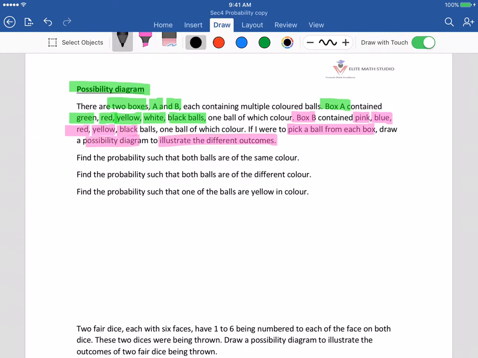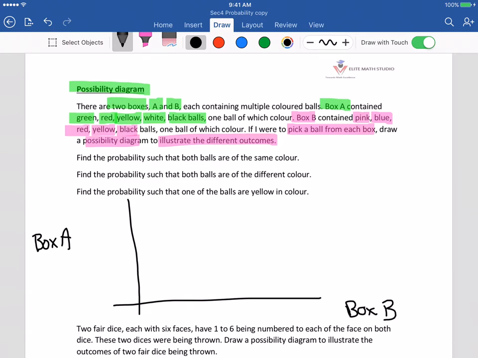So first step, I shall draw it like that. This is box A, and this will be our box B. For box A, we have different colors: G stands for green, R for red, Y for yellow, W for white, B for black. How about box B? P stands for pink, B for blue, R for red, Y for yellow, and BLK for black. BLK will be better because there's another B for blue here, so I don't want you to feel confused.